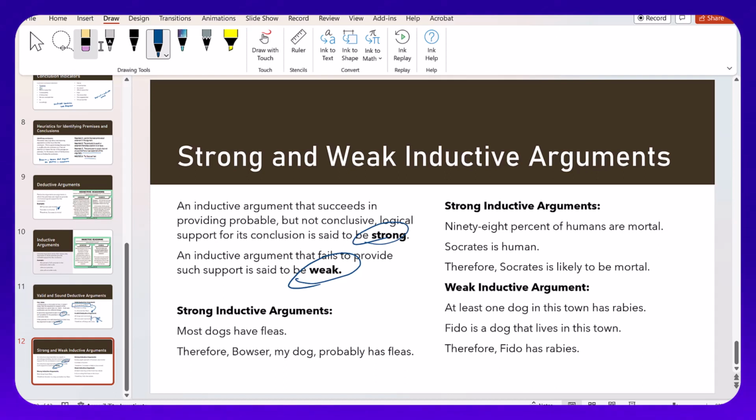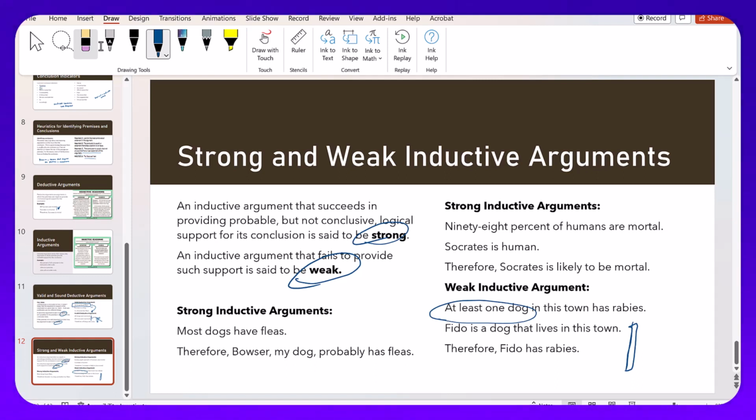Weak one: at least one dog in this town has rabies. Fido is a dog that lives in this town, therefore Fido has rabies. That's probably not true at all. If only one dog has rabies in the town, it's not probable that the other dogs all have rabies too, just because Fido's a dog. So that's a weak inductive argument. There's still a small possibility of probability. And that's the key difference between inductive and deductive.